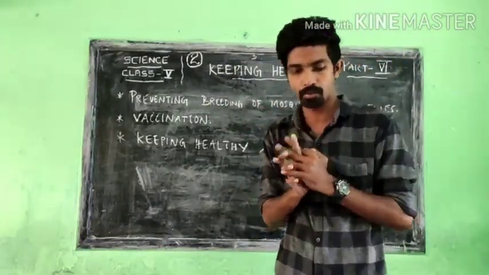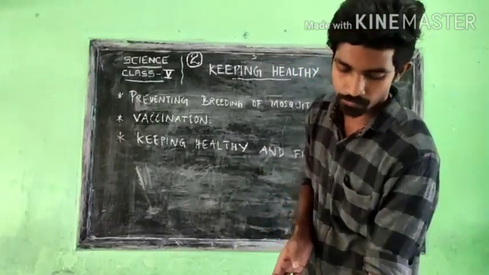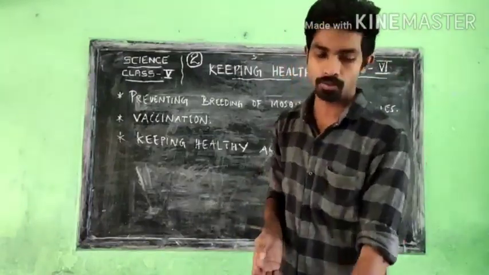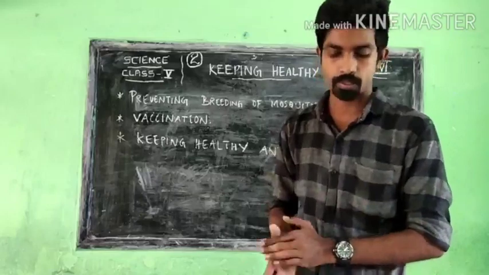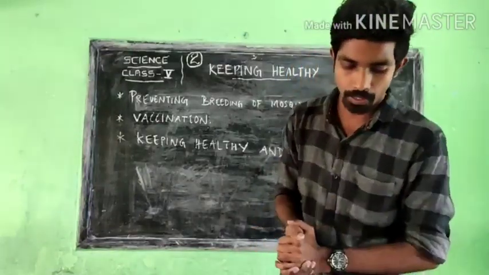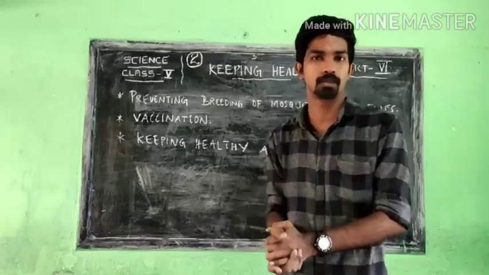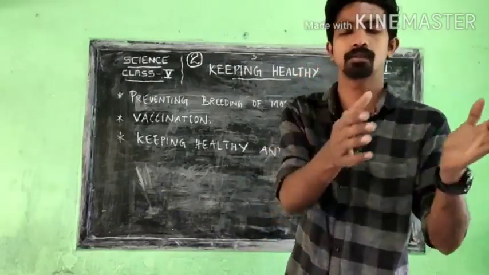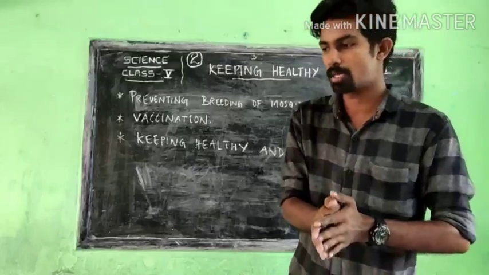So what do you have to do? Some safety measures are already given in the textbook, and we are going to discuss them. Textbook page number 19. Mosquitoes breed, or lay their eggs, in stagnant water. Where the water stands still, mosquitoes will come and lay their eggs.